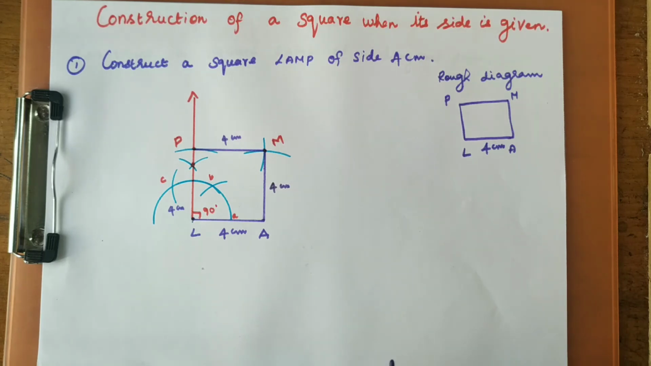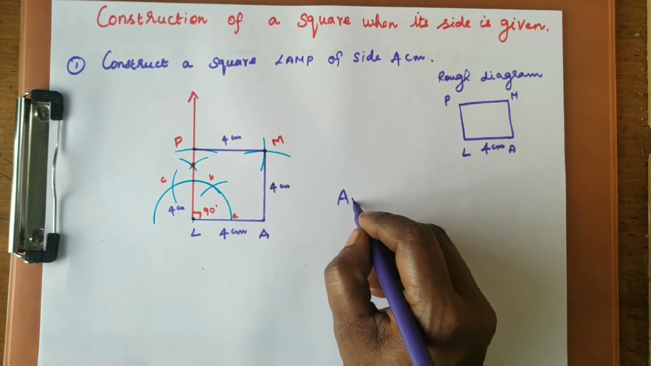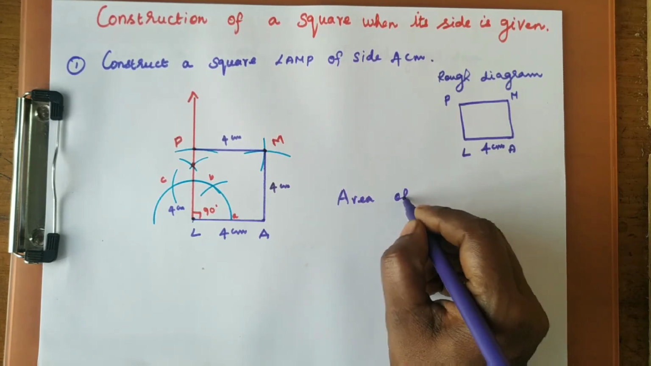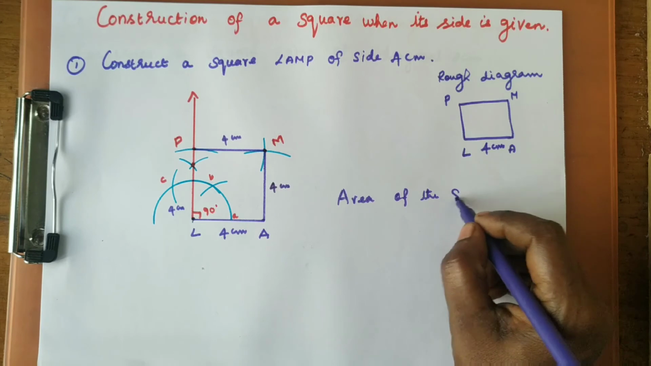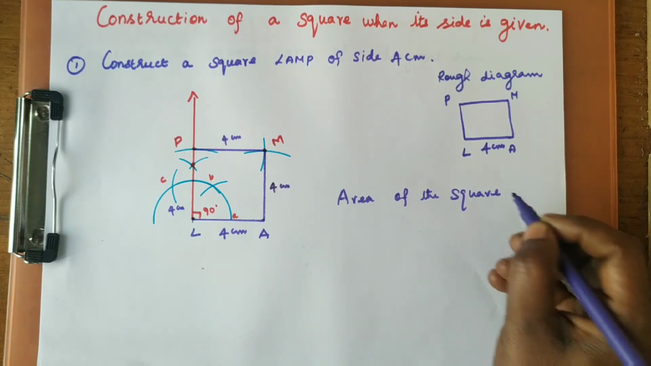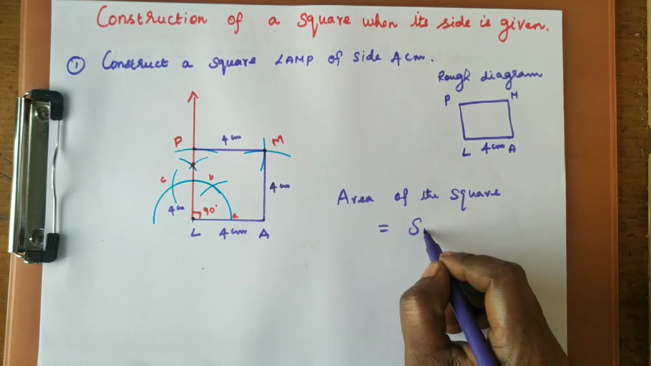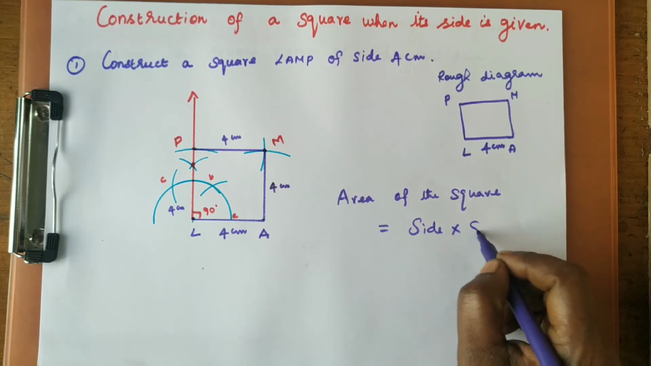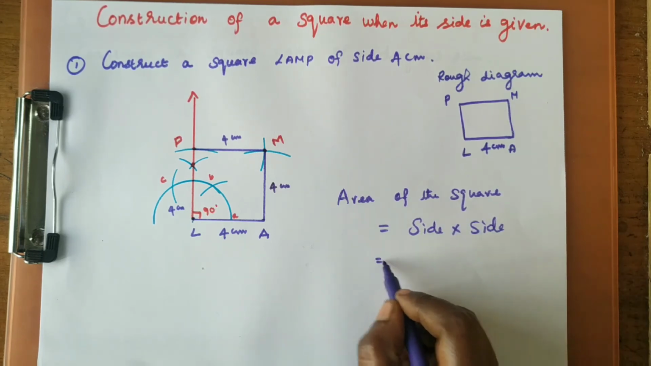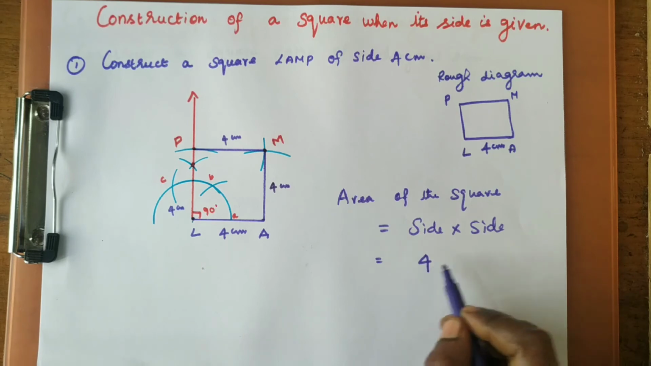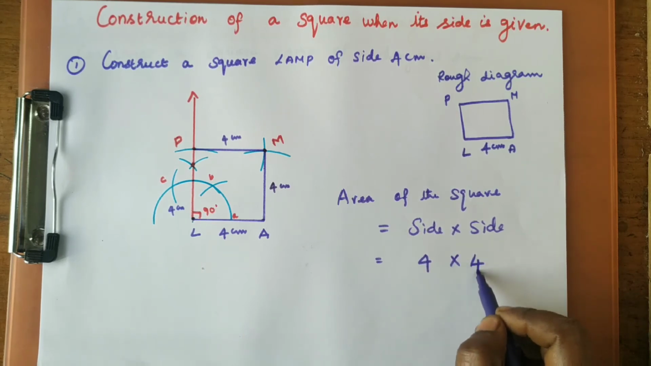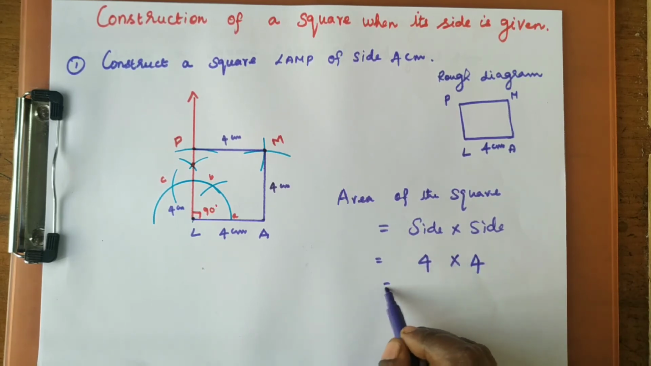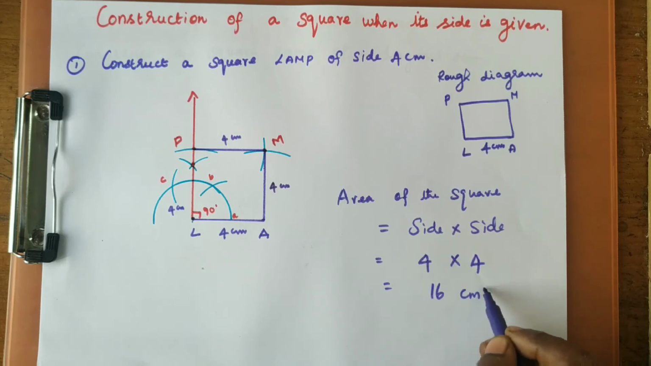To calculate the area of the square, area of the square is equal to side into side. Here the side is 4 and one more time it is 4. 4 fours are 16 centimeter square. Don't forget to write the unit.